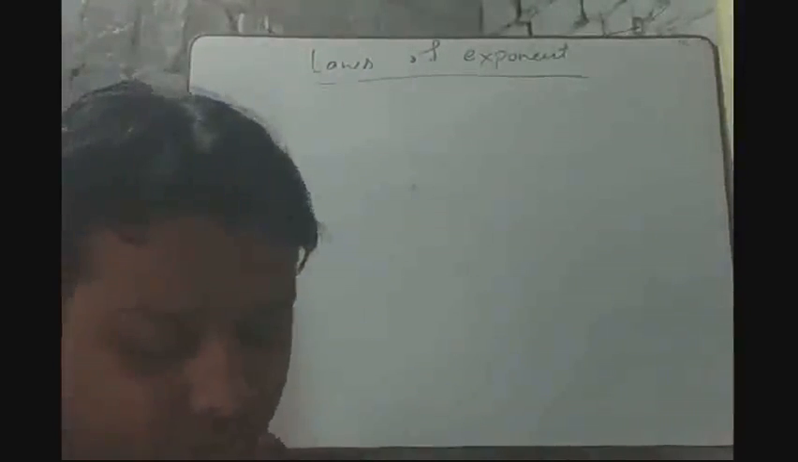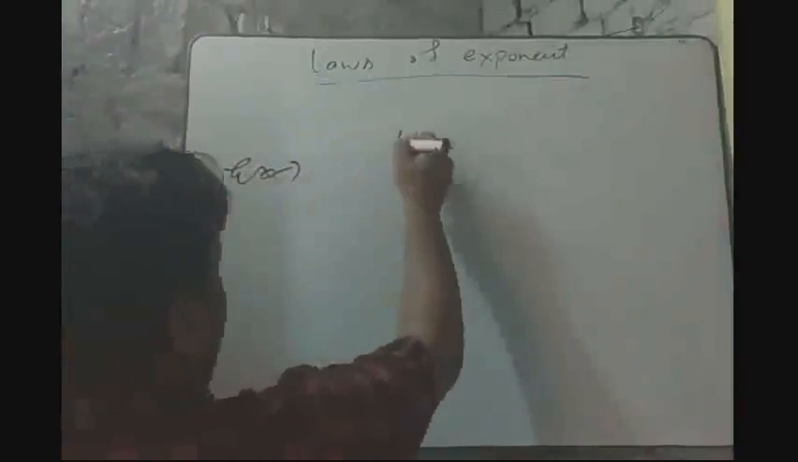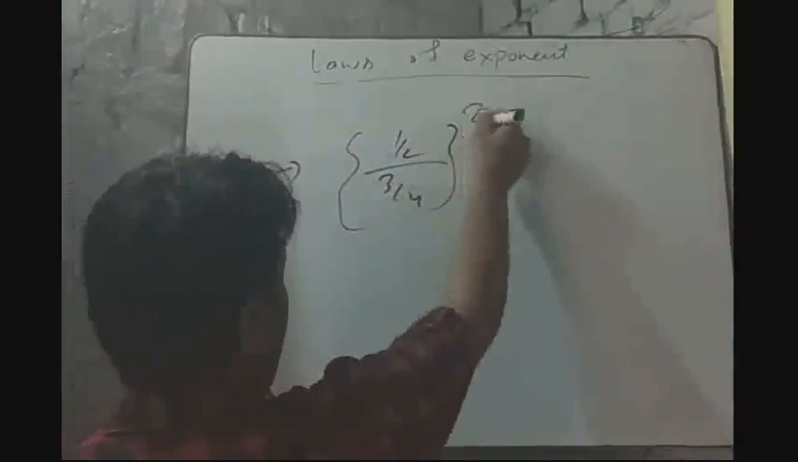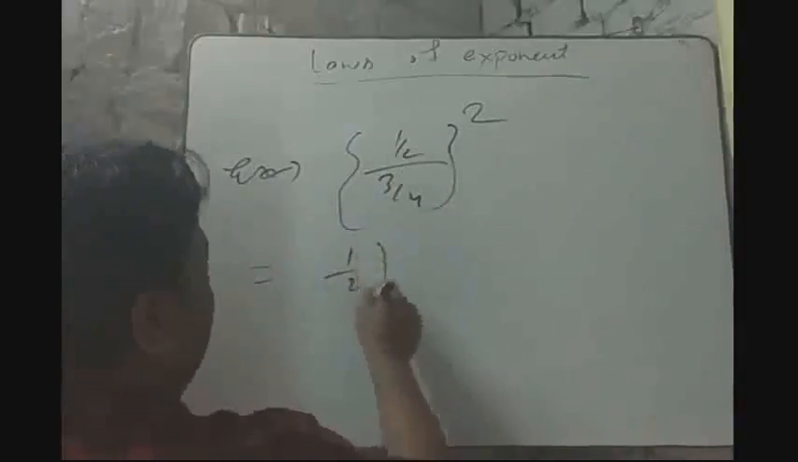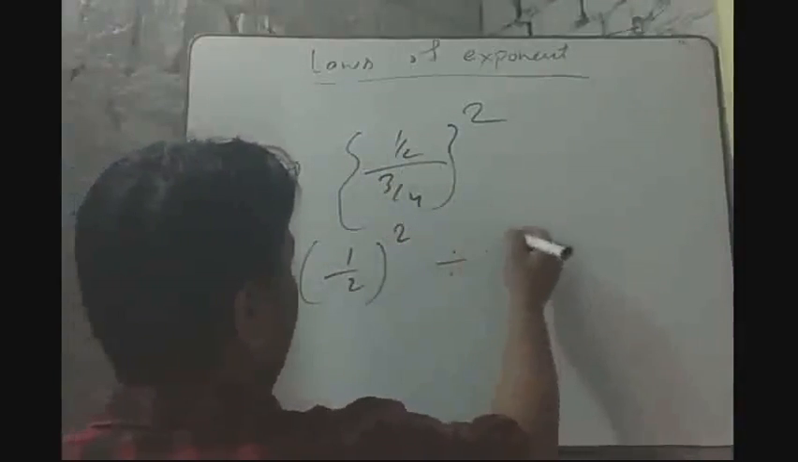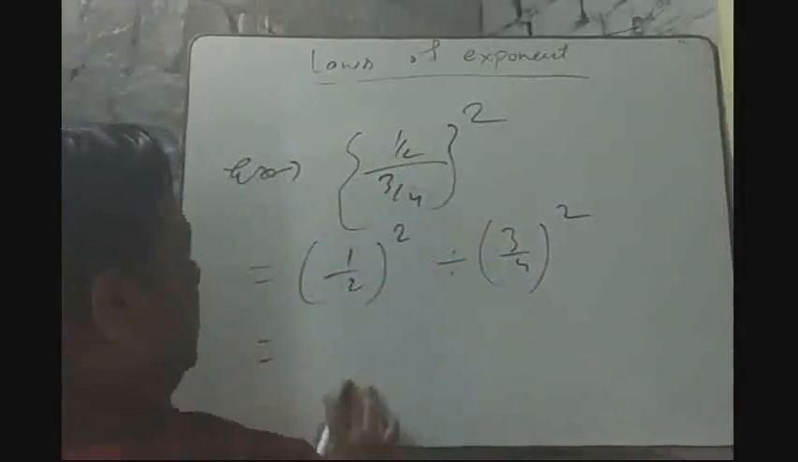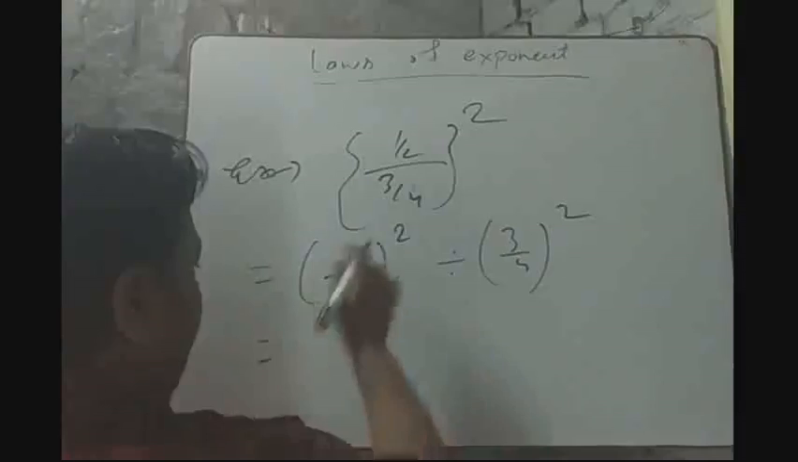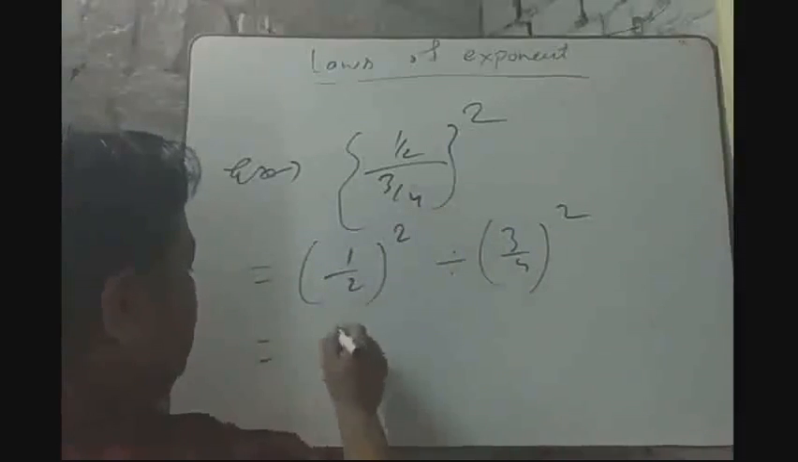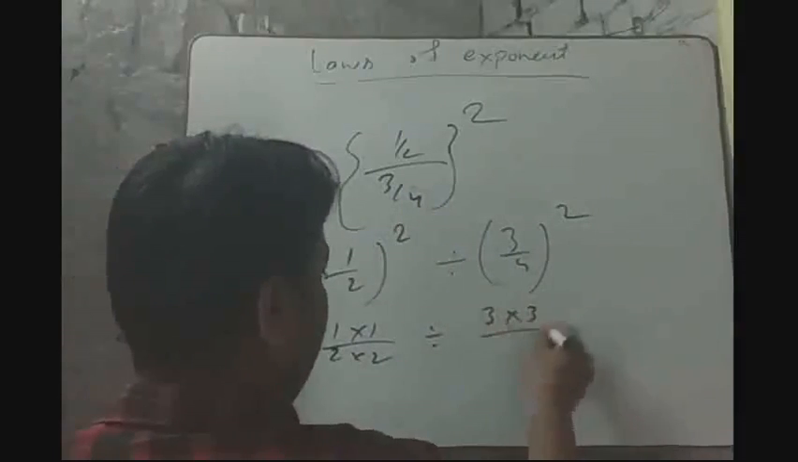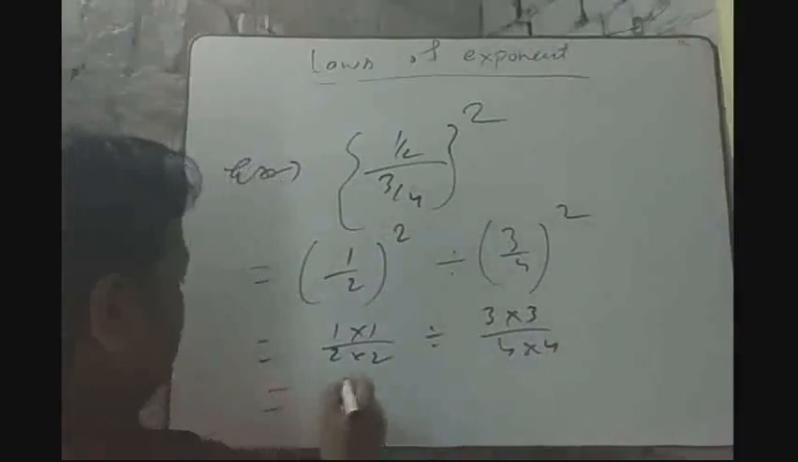Now, for an example, if it is given that 1 by 2 divided by 3 by 4 to the power 2, then what will we do? Here, at first we will separate it: 1 by 2 to the power 2 divided by 3 by 4 to the power 2. Then 1 to the power 2 equals 1 into 1, then 2 into 2, divided by 3 into 3 by 4 into 4. So it will be 1 by 4.